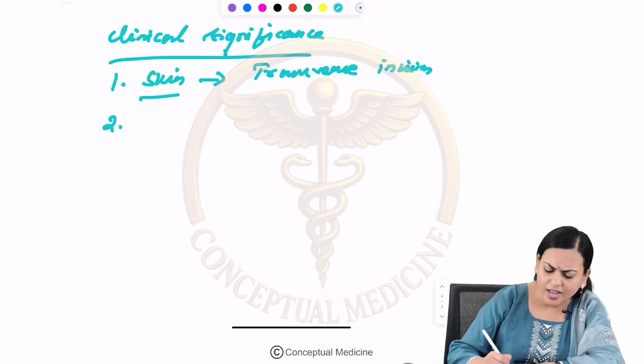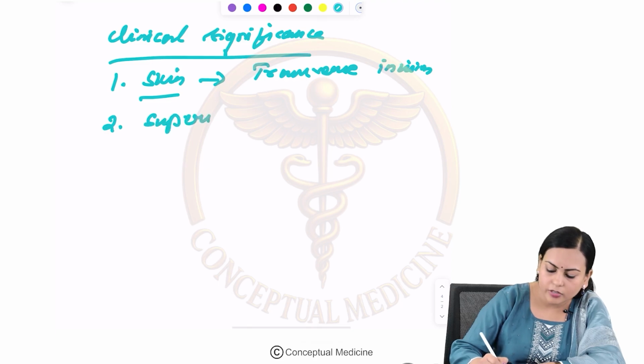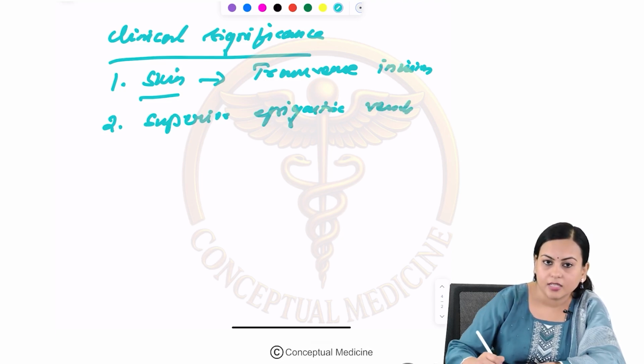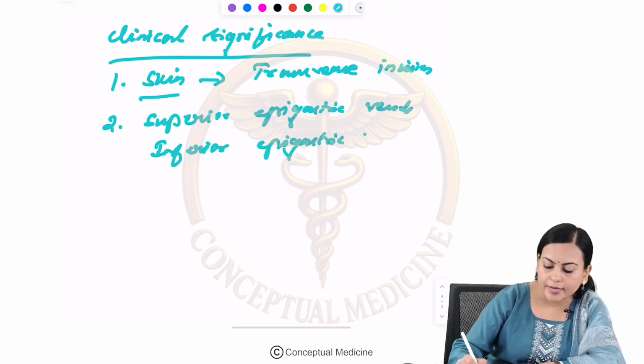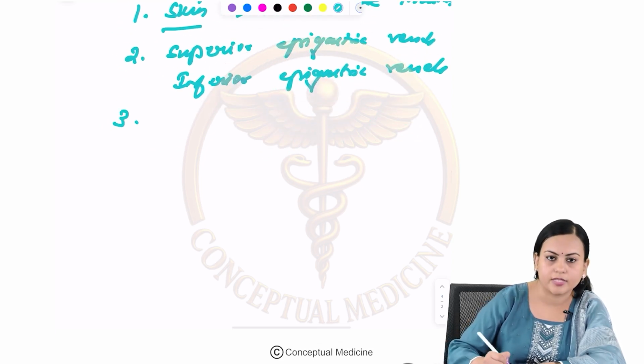Then you have to be very careful while entering the anterior abdominal wall, because you are going to encounter vessels like superior epigastric vessels and the inferior epigastric vessels, which if not cauterized properly can lead to excessive hemorrhage and blood loss.